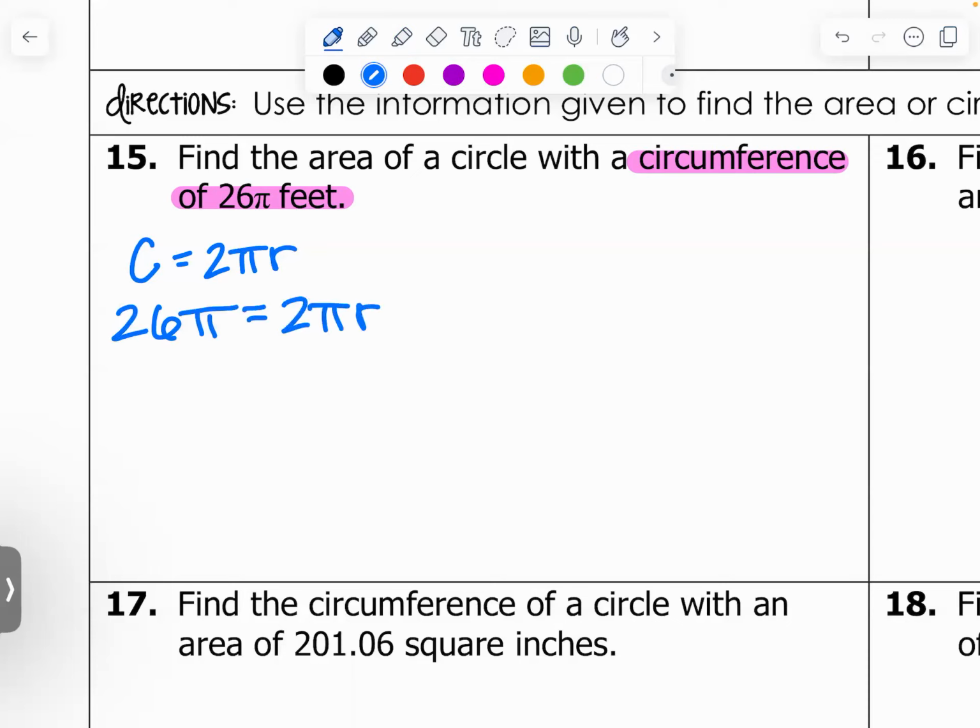What's our radius? 13. If we divide 26 pi by 2 pi, our radius is 13 feet. Oh, I did diameter times pi, which got me 13. Yep. Are we having issues as to why this is 13? I'm seeing a lot of erasers.